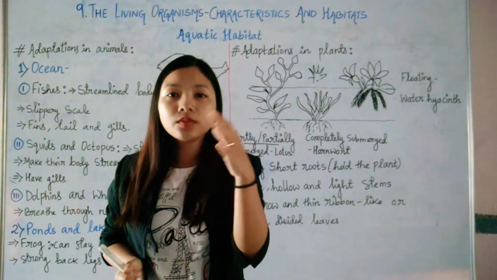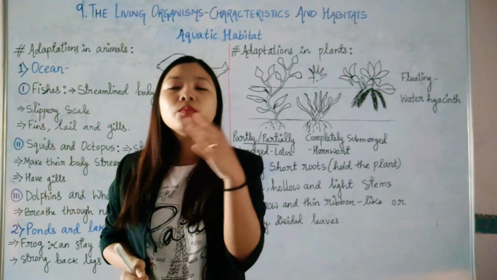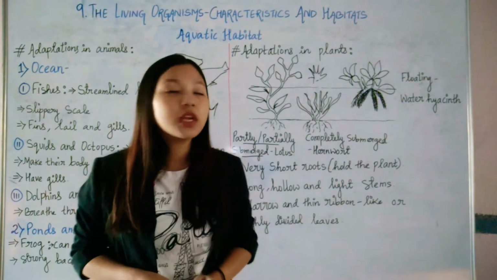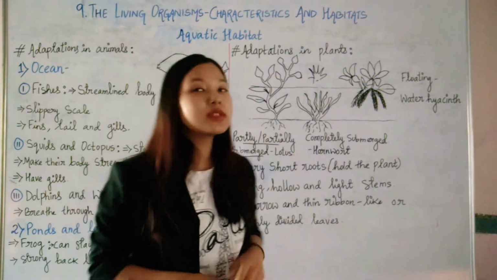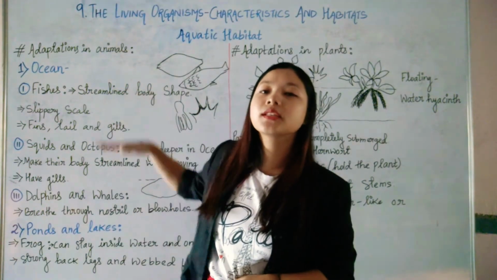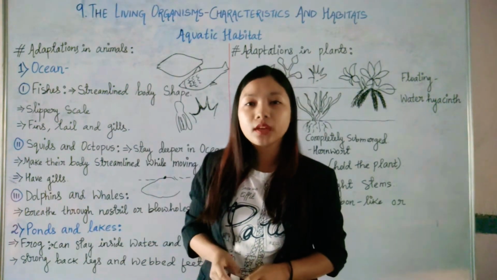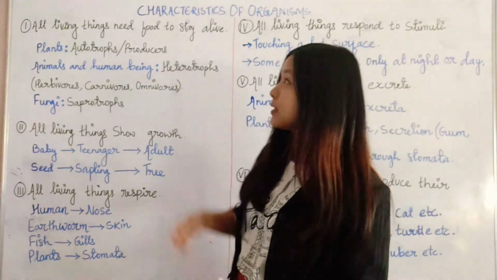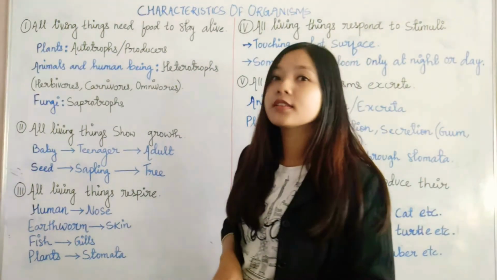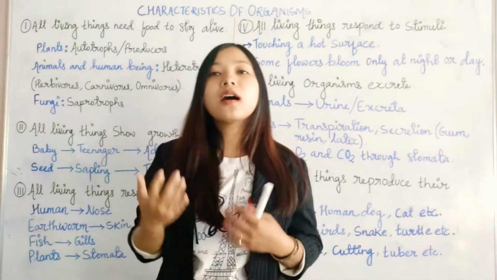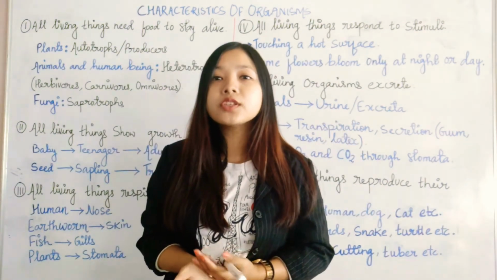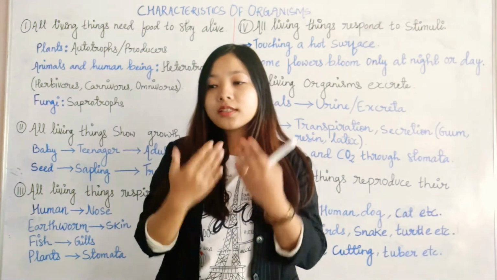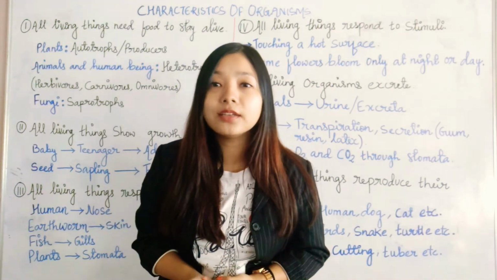They can easily sway in the water, easily move in the water, bend easily and do not get damaged. So these are some of the adaptations in the aquatic plants as well as in the aquatic animals which we have discussed. Now let's see the next topic, that is characteristics of organisms. That means, what are those characters which tell us that something is living.